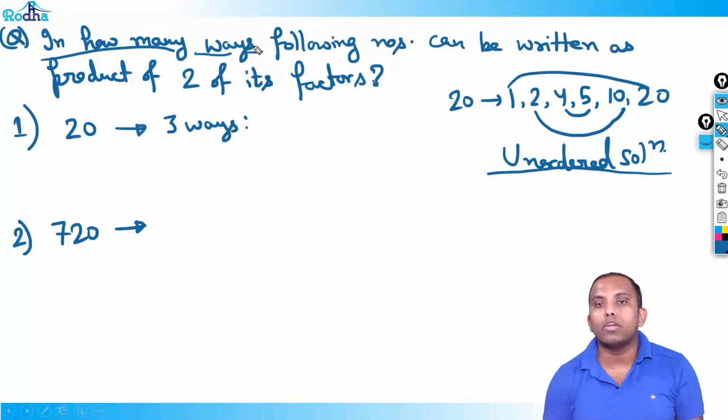Variables are not mentioned in the question. So in how many ways? So there are 3 ways, right? So I can do it directly now. We don't need to list down all the factors.